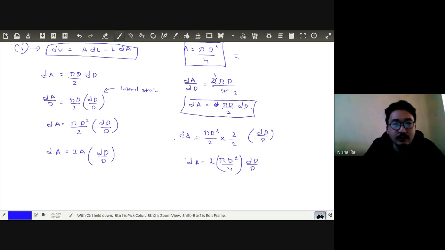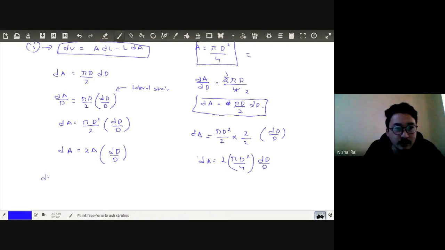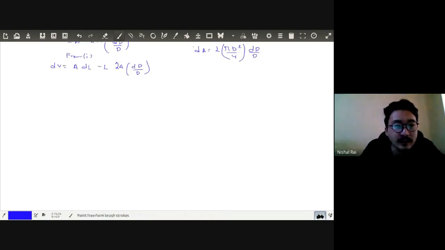Now finally we can substitute this in equation 1. So we are left with dV equal to A dL minus L. Instead of dA we'll put 2A dD by D. This is from equation 1. So you can take A common, and also let's take L common as well. dV equal to, we'll take A and dL common from here, so it would be 1 minus twice L, but we have to divide this by dL, dD by D.